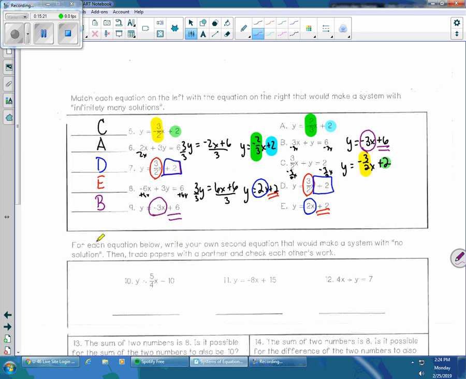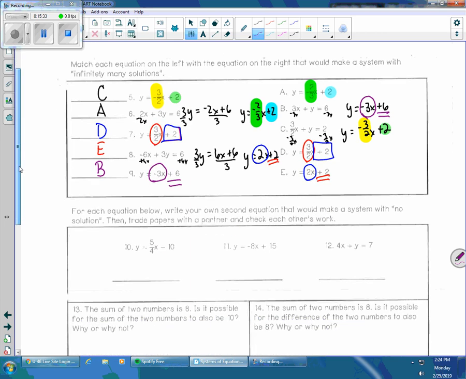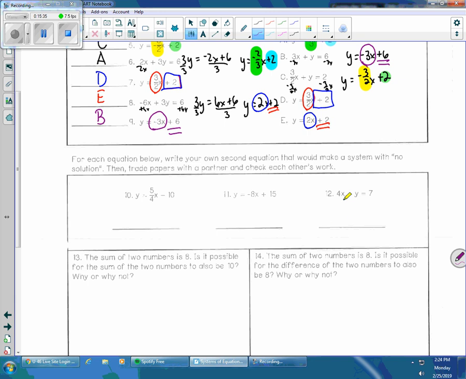Okay, next it says for each equation below, write your own second equation that would make a system with no solution. Then trade papers with a partner and check each other's work. So being that I've only gone 15 minutes here, what I'd like you to do is create your own second equation that's going to have no solution so that when you come to class tomorrow, you can check your work with someone. Now 10 and 11 should be pretty straightforward on how to do it. 12, you're going to have to convert this into slope-intercept form before you can write your second equation.